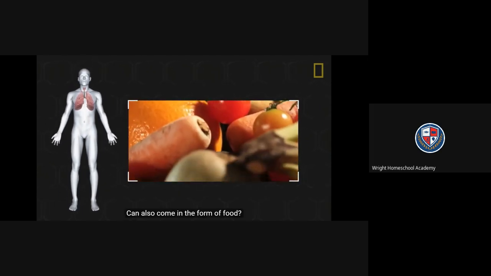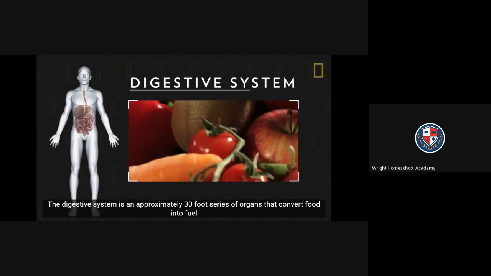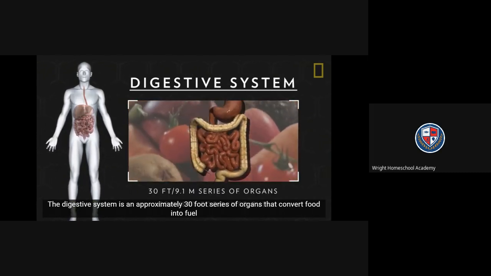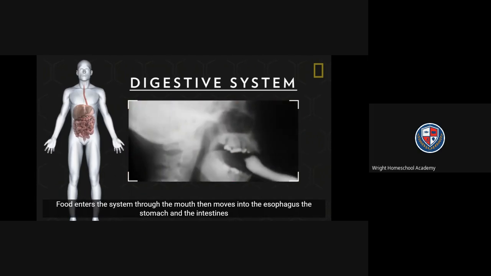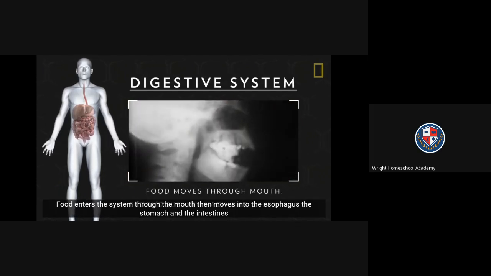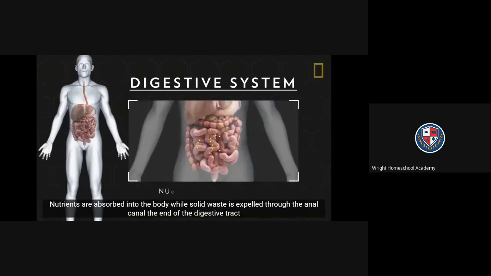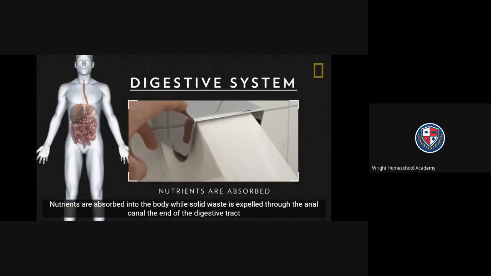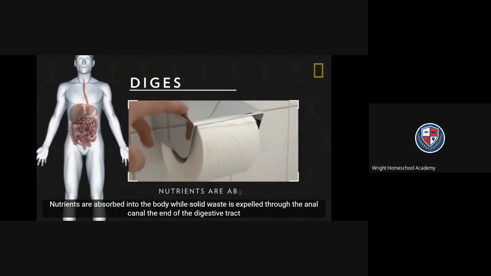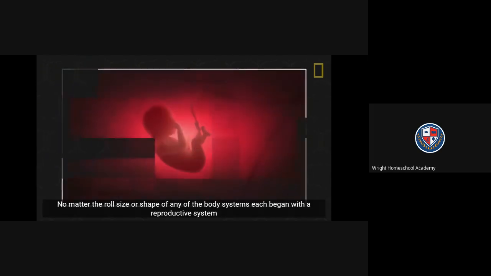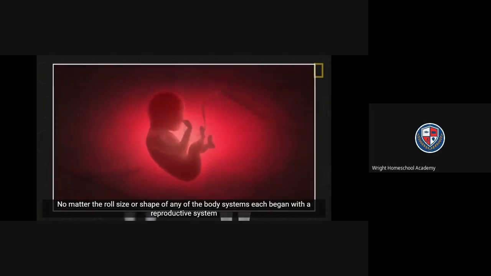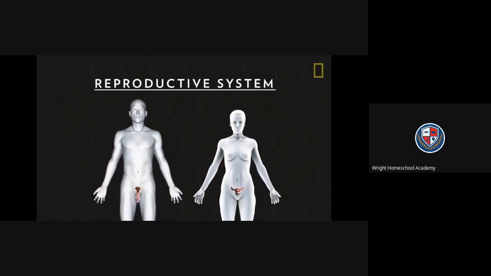Energy can also come in the form of food. The digestive system is an approximately 30-foot series of organs that convert food into fuel. Food enters the system through the mouth, then moves into the esophagus, the stomach, and the intestines. Nutrients are absorbed into the body while solid waste is expelled through the anal canal, the end of the digestive tract. No matter the role, size, or shape of any of the body's systems, each began with the reproductive system.